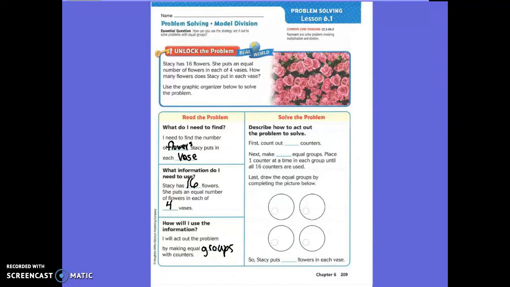Now let's solve the problem. Describe how to act out the problem to solve. First, count out how many counters. How many counters are we going to count out? 16. Why are we doing 16 counters? Because it says that Stacy has 16 flowers. We have 16 counters for the 16 flowers.